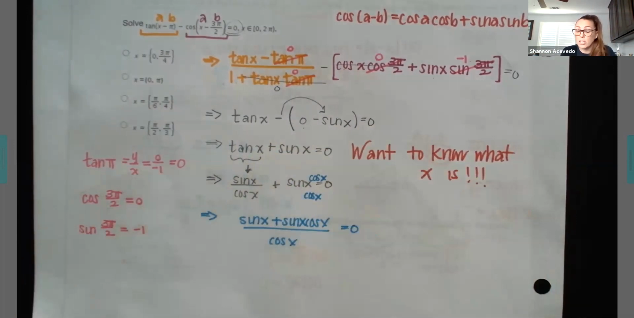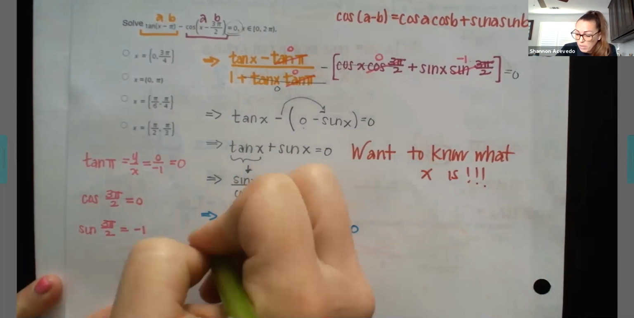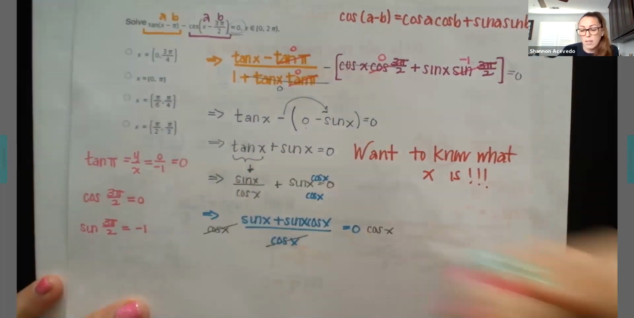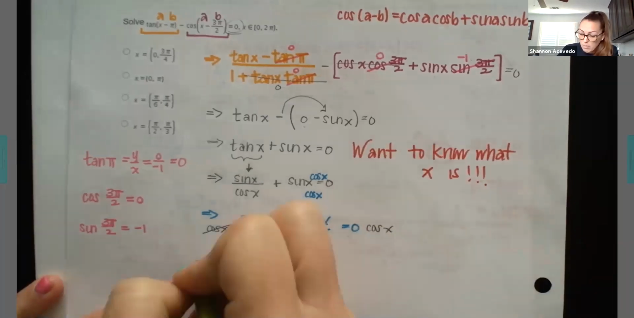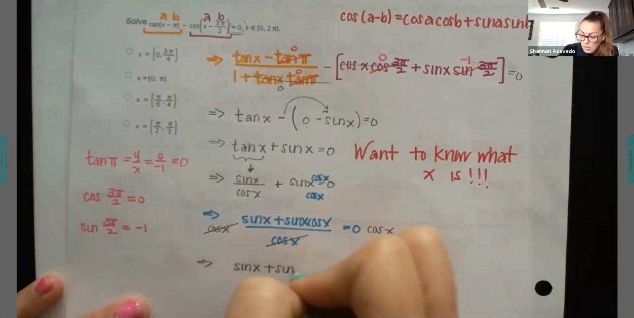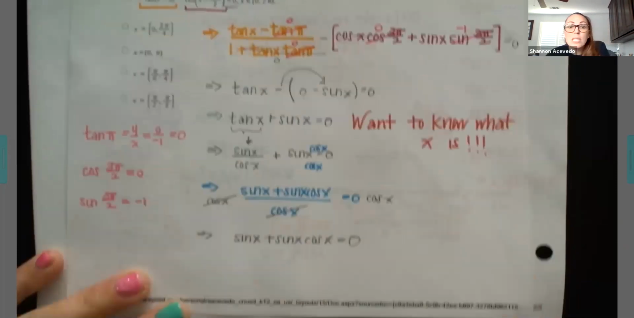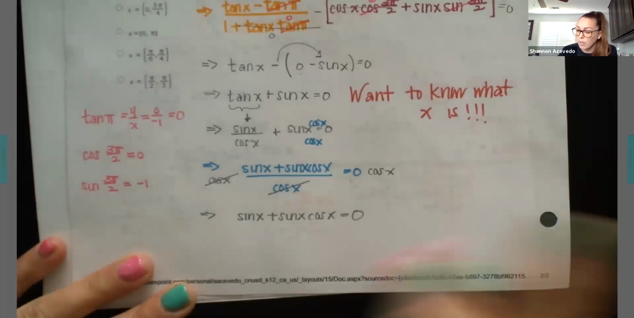I don't like this fraction, so I want to get rid of my denominator. In order to get rid of the denominator, multiply both sides by cosine of x. This is still just going to be a value of 0, right? So this is telling me sine of x plus sine of x cosine of x is equal to 0. You guys are like, well, this is not looking any better. I know, just hang in there with me.